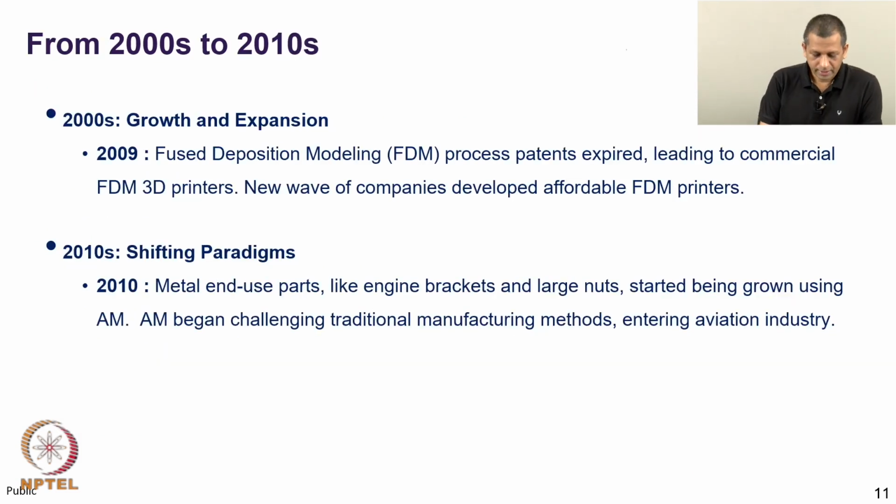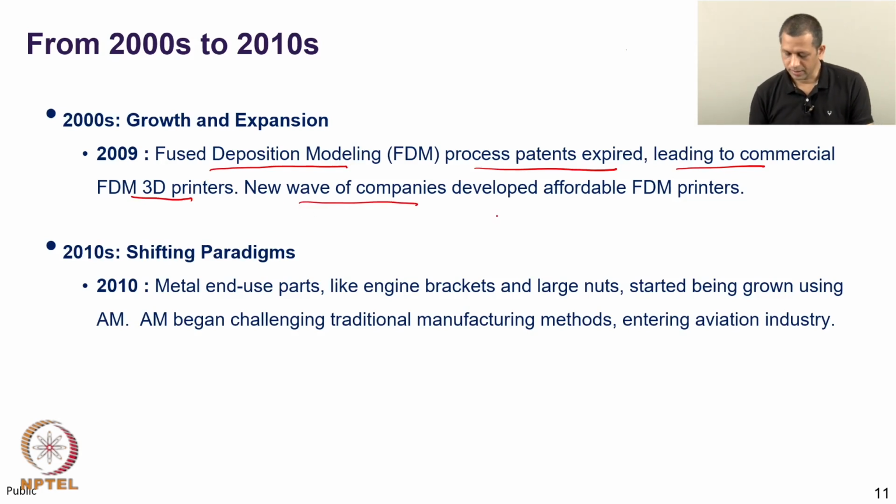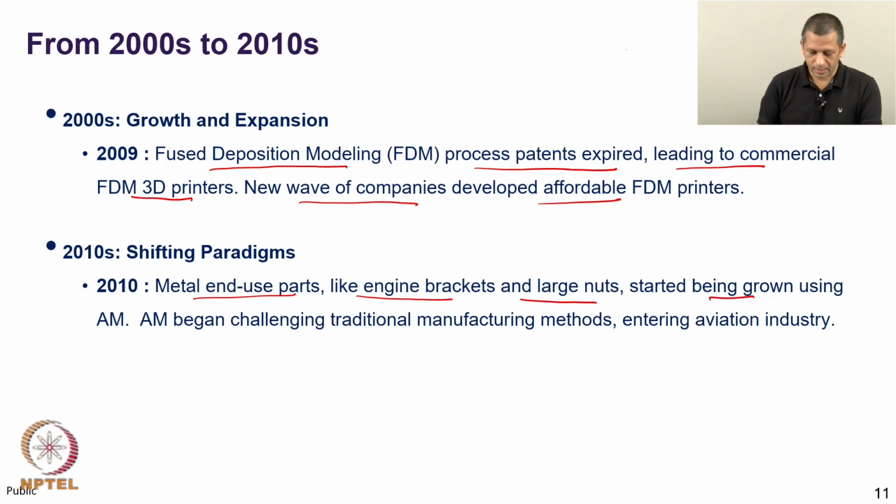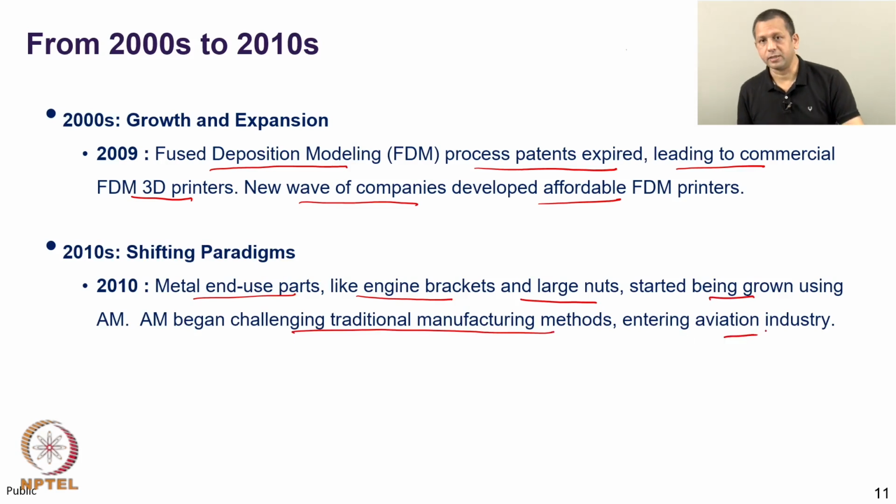In 2009, fused deposition modeling process patents expired, leading to commercial FDM 3D printers. There were new companies that were making affordable FDM printers now. By 2010, end-use parts like engine brackets and large nuts were being grown using additive manufacturing. Now AM started challenging traditional manufacturing methods, entering the aviation industry.